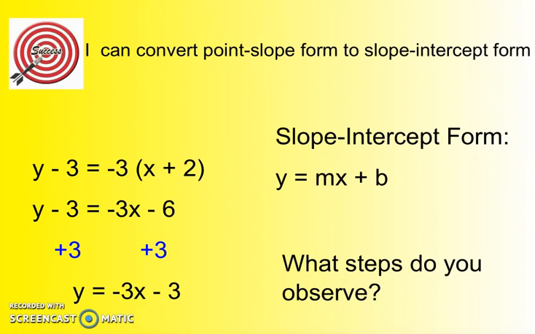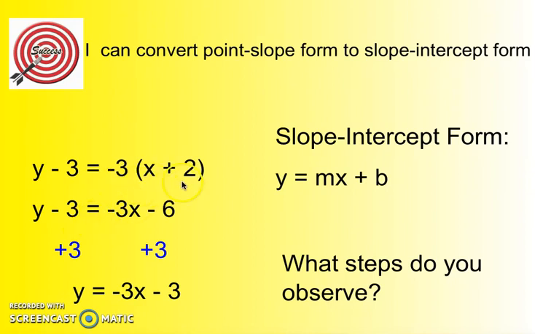Okay, so what do you notice? Here's the first example, and right away we have an equation that is written in point slope form, and we need to get it to slope intercept form. So what steps do you notice? Well, I notice that the y minus 3 remains the same. So y minus 3 is the same on the left side, equals.